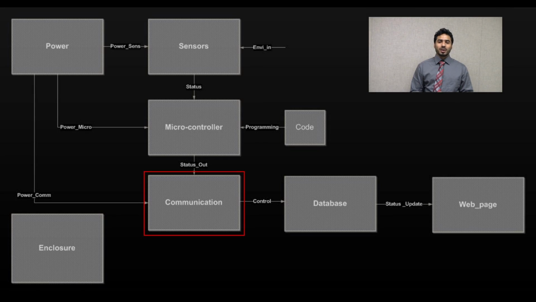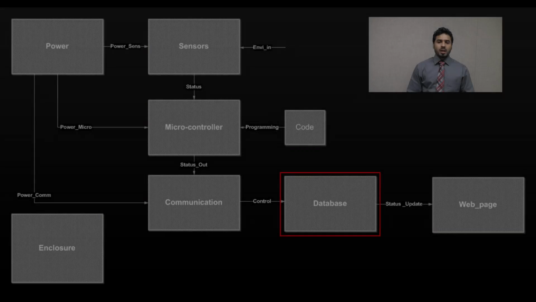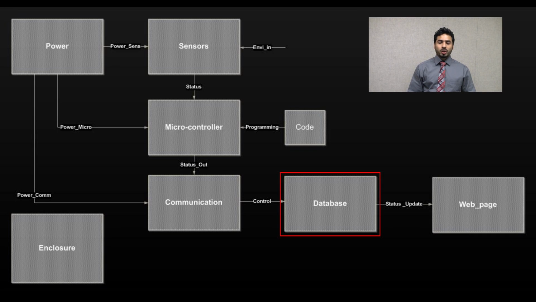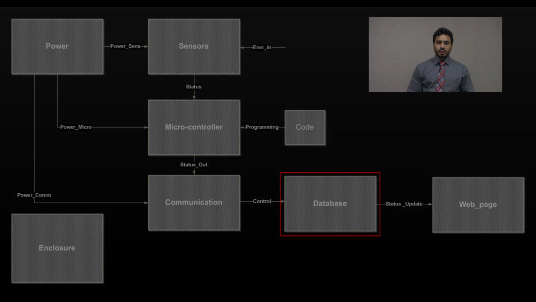The communication block will have 2 inputs and 1 output. An input coming from the microcontroller block containing the status of the table and its unique ID. It will be powered by the power block, and it will send a TCP packet containing the ID and the status of the table to the database. The database block will receive a TCP packet coming from the communication block containing the new status and the unique ID of the table. It will sort the information, store them, and update the web page based on this information.